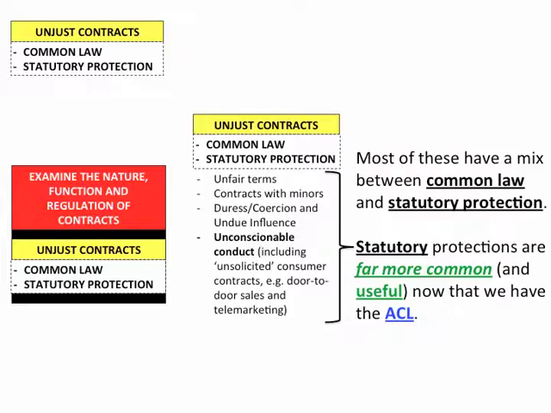So, just focusing on this left-hand side for this video, most of these things have a mix between common law and statutory protection. So you can see under the yellow dot point, it says unjust contracts, and it says common law, and then it says statutory protection. So yes, common law protects us. Yes, statute law protects us. But common law is a lot less common now. If you were teaching this 30 or 40 years ago, common law would play a very strong part, the most part in dealing with unjust contracts.